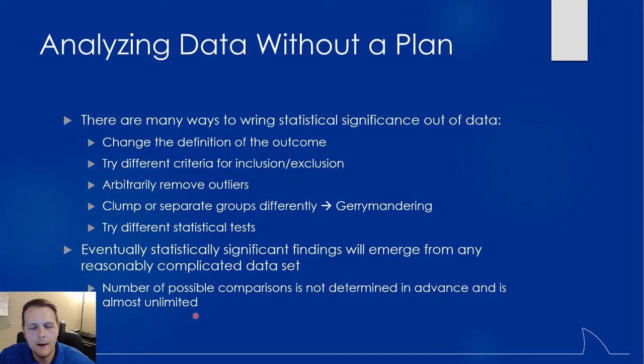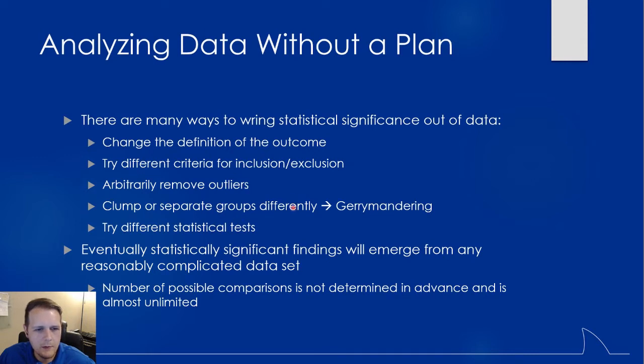So there are a lot of different ways to wring significance out of the data. For instance, you could change the definition of the outcome. You collect your data, you're not finding the results you're looking for, and so you say, well, I'm just going to change the goalposts, I'm going to change what the definition is, right? Or maybe I'm going to include or exclude patients based on different criteria. I'll say, maybe I'll take out a few outliers, they're really skewing the data. I'm just going to cut out a few of these people here.